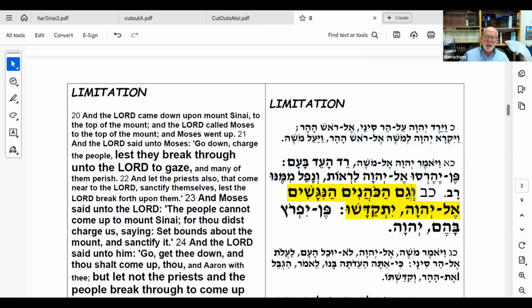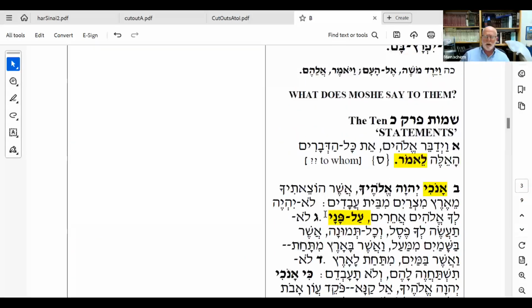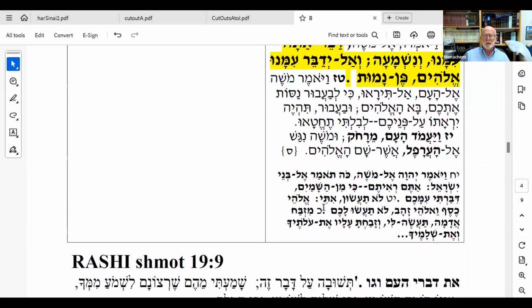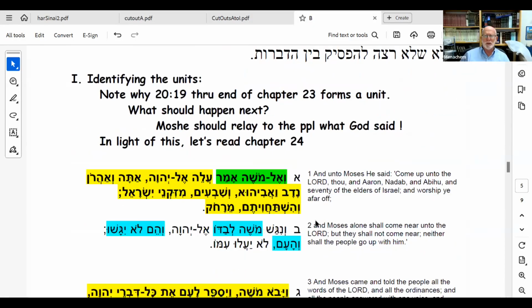Because now it makes sense. Who are these Kohanim hanigashim el Hashem? After I read chapter 24, I know exactly who they are. Remember? If I go back to those psukim in chapter 24, it all makes perfect sense. This warning. Again, I'll just show you that one more time.